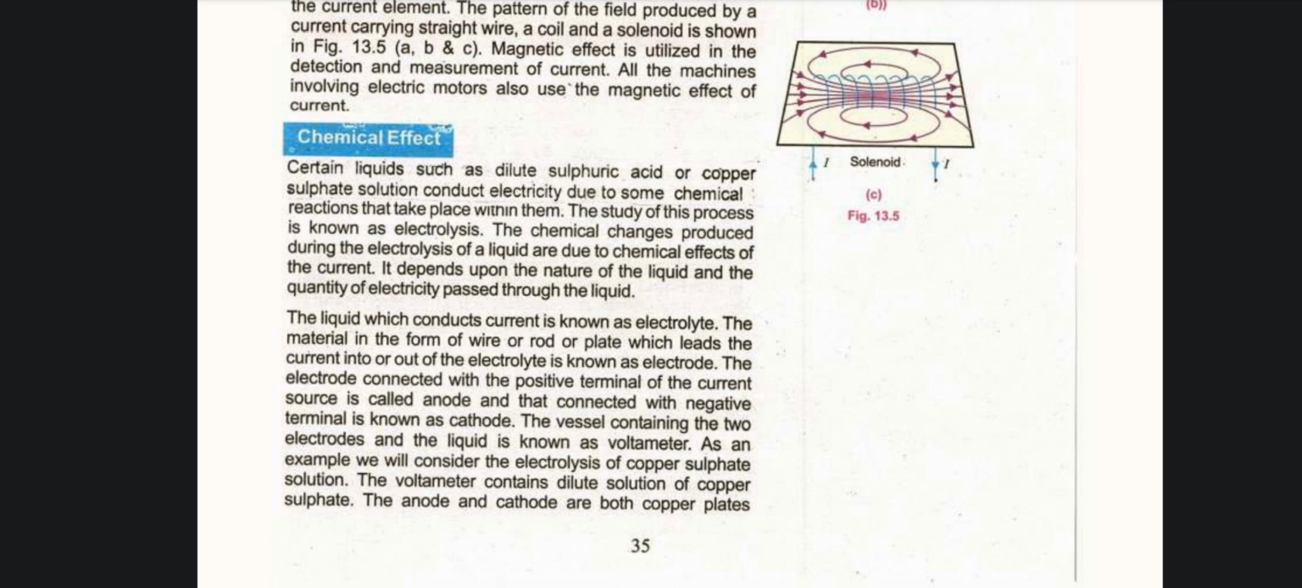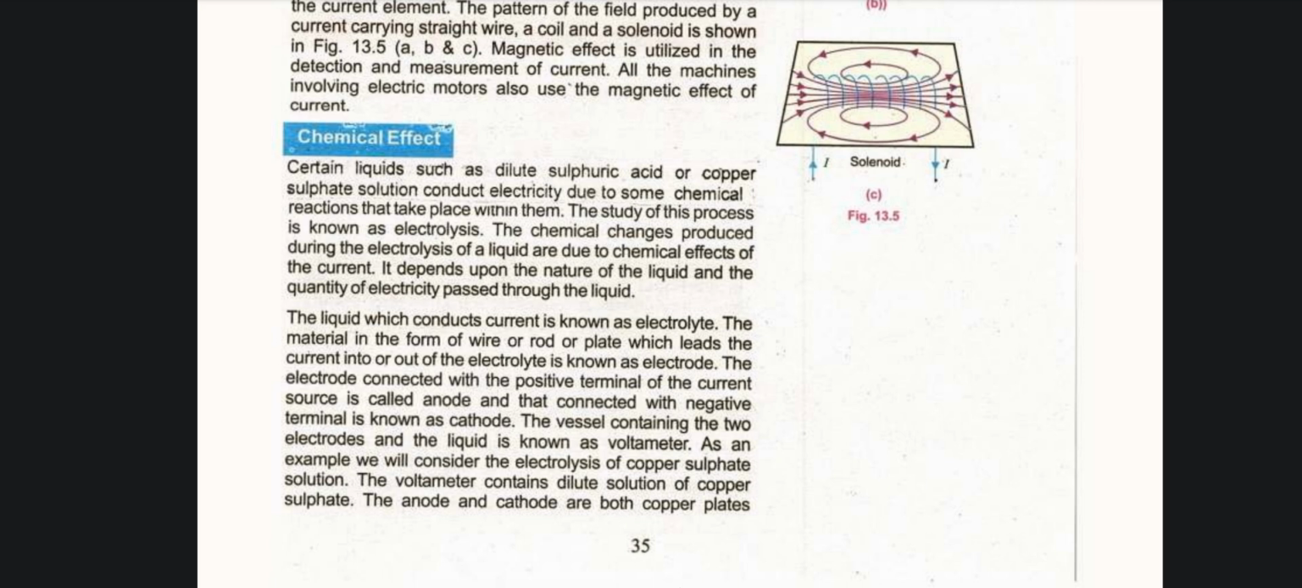The liquid which conducts current is known as electrolyte. The material in the form of wire or rod or plate which leads the current into or out of the electrolyte is known as electrode. The electrode connected with the positive terminal of the current is called anode, and the one connected with the negative terminal is cathode. The vessel containing two electrodes and liquid is called a voltmeter.